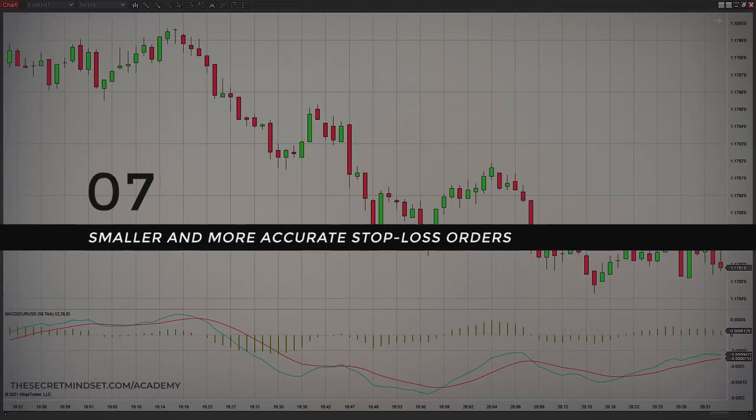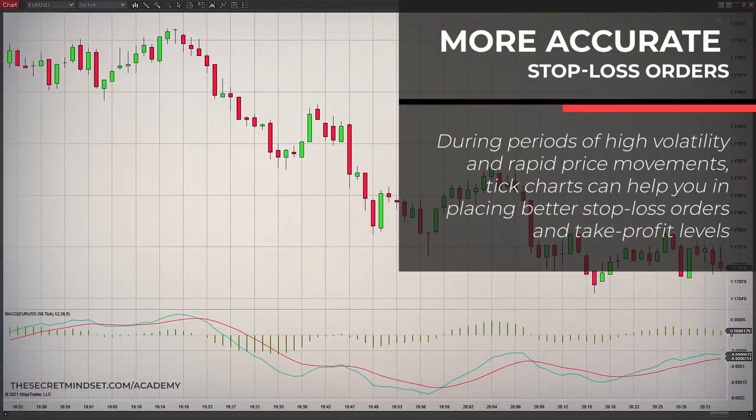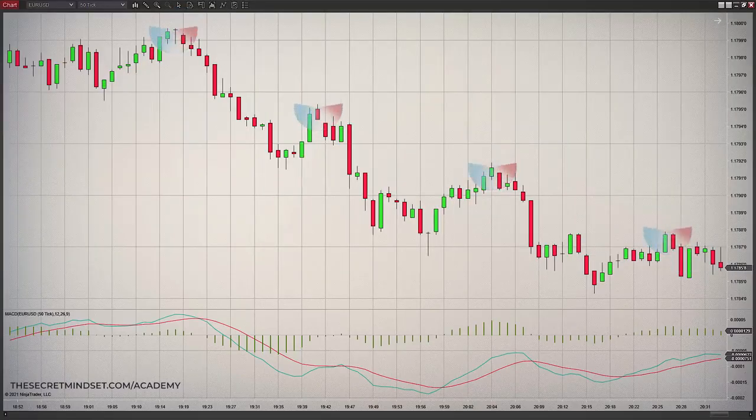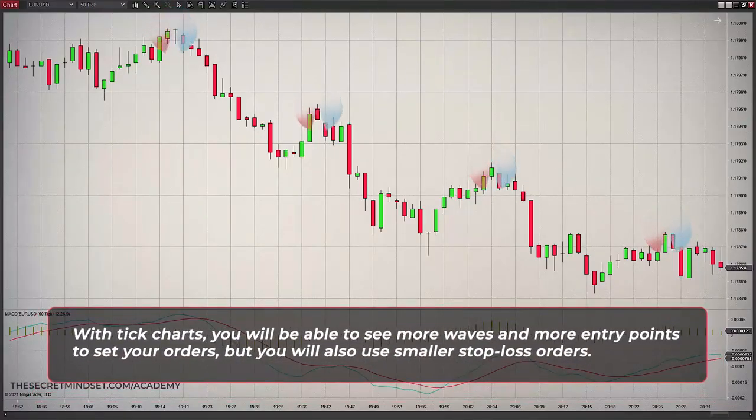Tick charts can help you in placing better stop-loss orders and take profit levels on the chart. This is especially useful during periods of high volatility and rapid price movements. For example, when a market moves rapidly, the tick chart may plot multiple price swings, which can be used for placing stops and profit levels. By using a time-based chart, you can place orders taking into account only 1 or 2 bars. Basically, when using time-based charts, you use slightly higher stop-loss orders based on the swings on the respective chart.